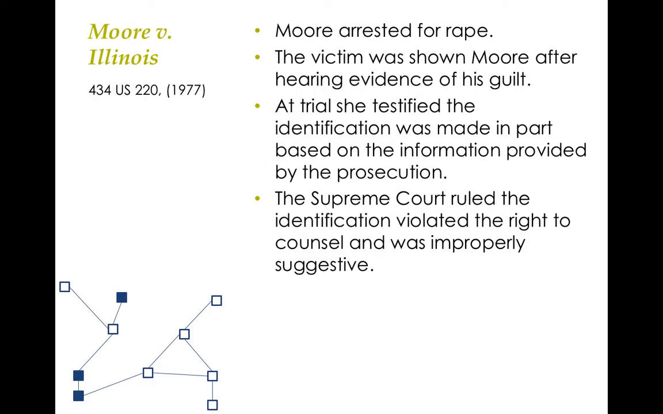In Moore v. Illinois, Moore was arrested for rape. The victim was shown Moore after hearing evidence of his guilt. And at trial, she testified the identification was made in part based upon the information that the prosecution had given her about his guilt. Supreme Court said that this violates the right to counsel and is improperly suggestive.